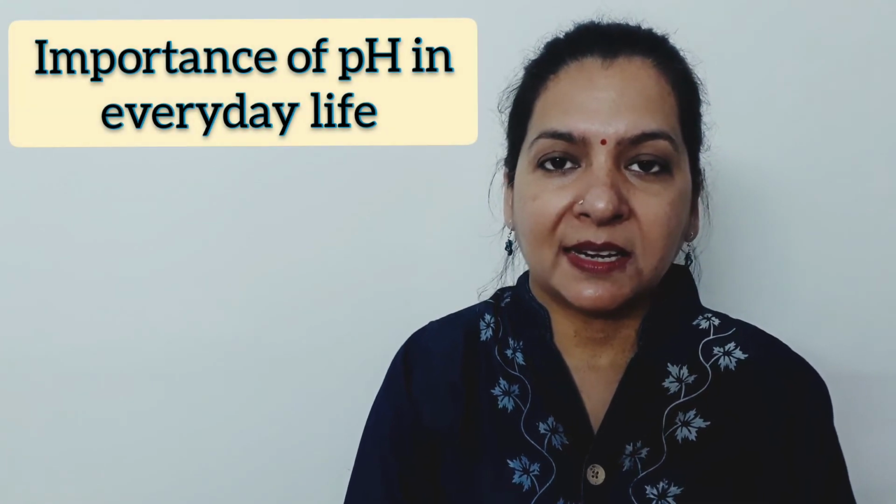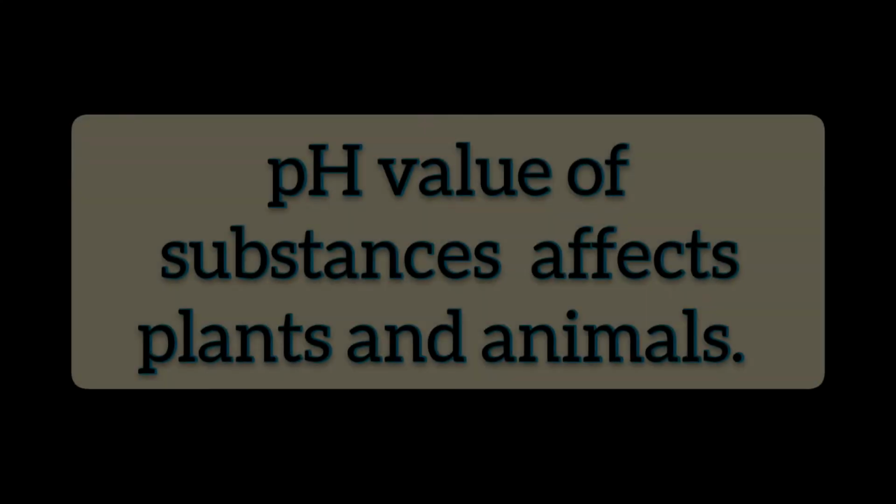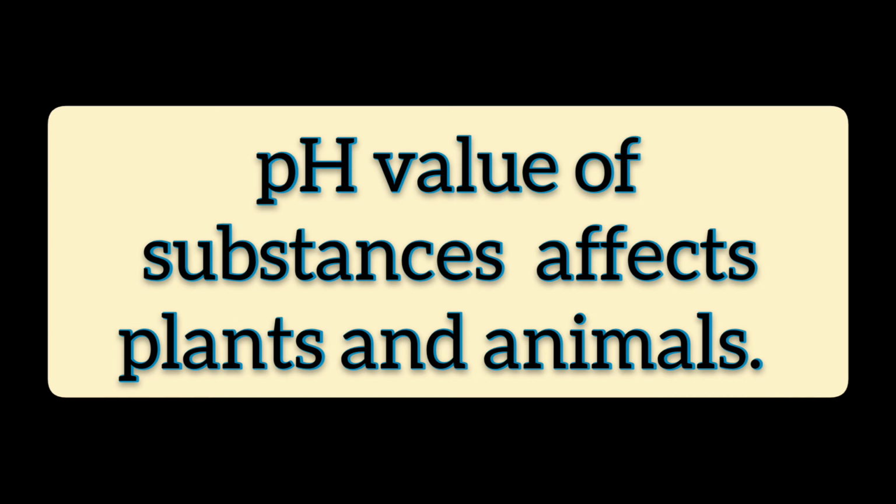The fourth topic is the importance of pH in everyday life. The pH value of substances affects plant and animal life positively or negatively. It means animals and plants are sensitive to the pH value of the substances they come in contact with and respond to it accordingly. Let's see how pH plays a role in the life of living beings.